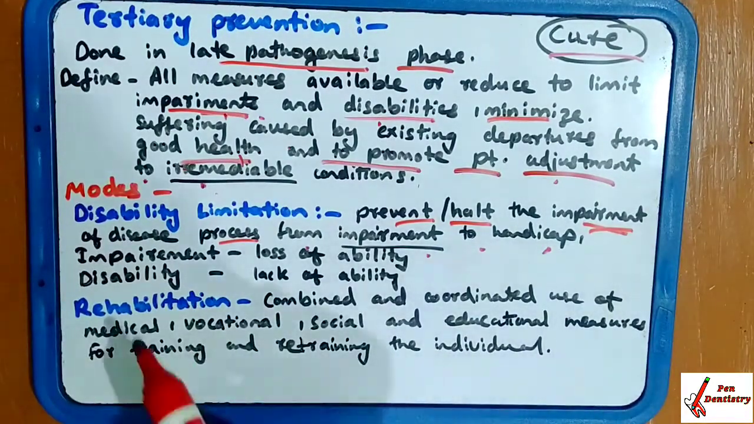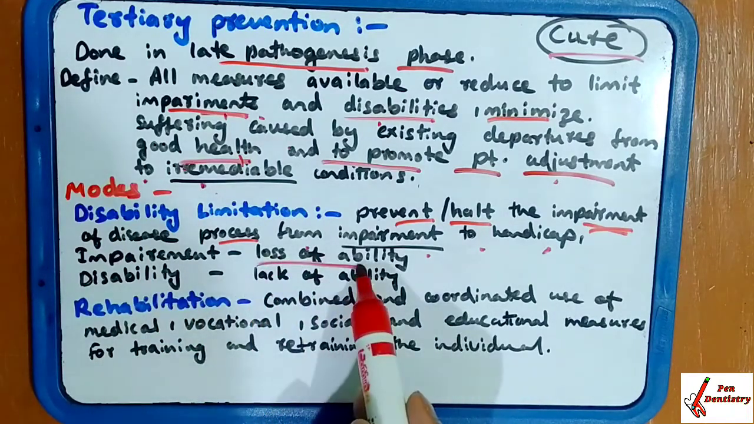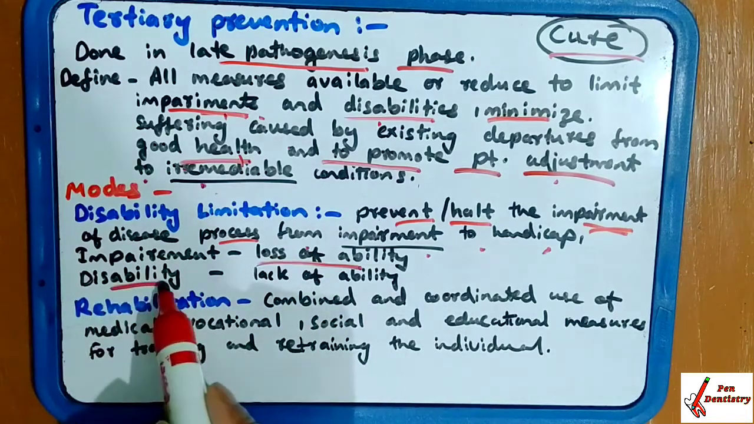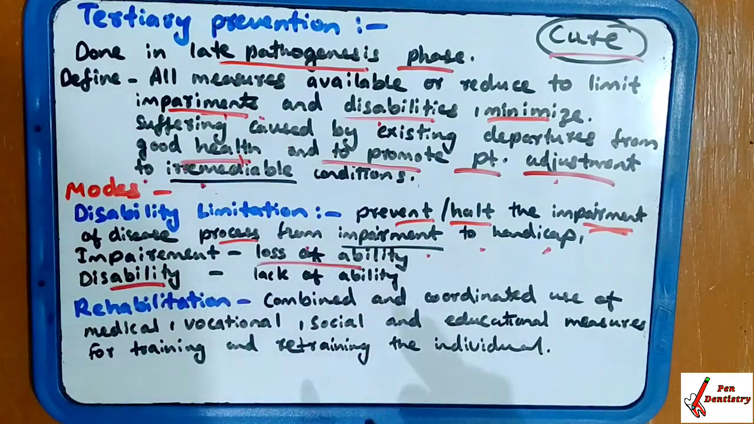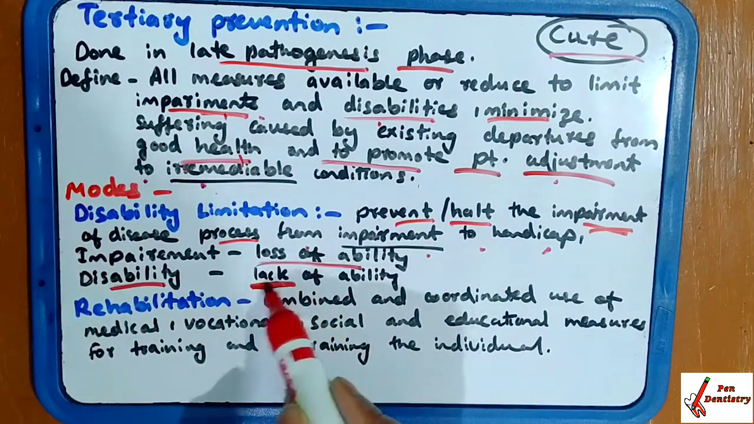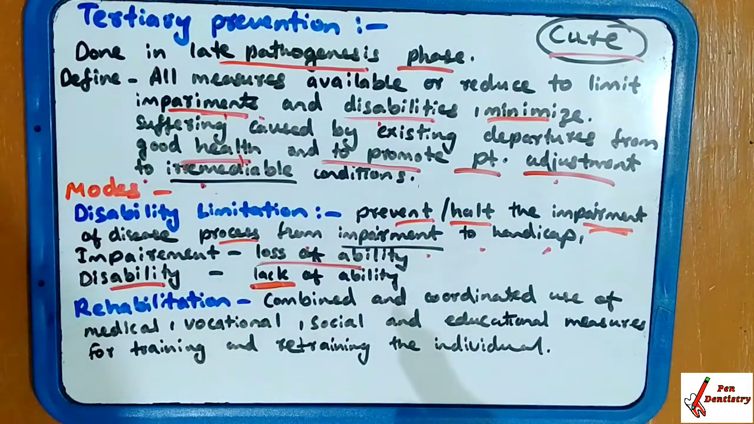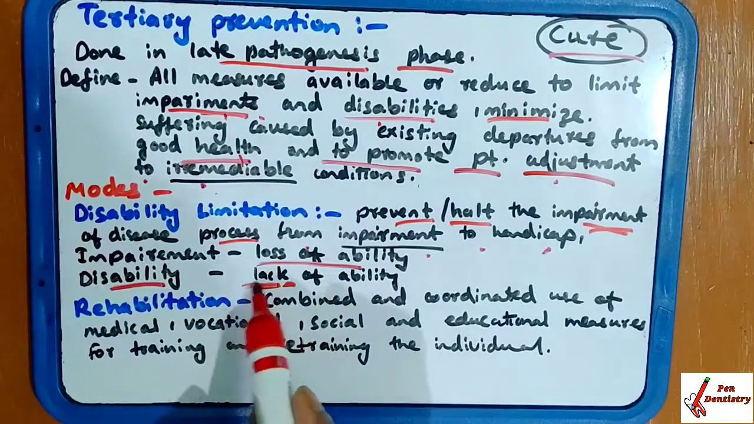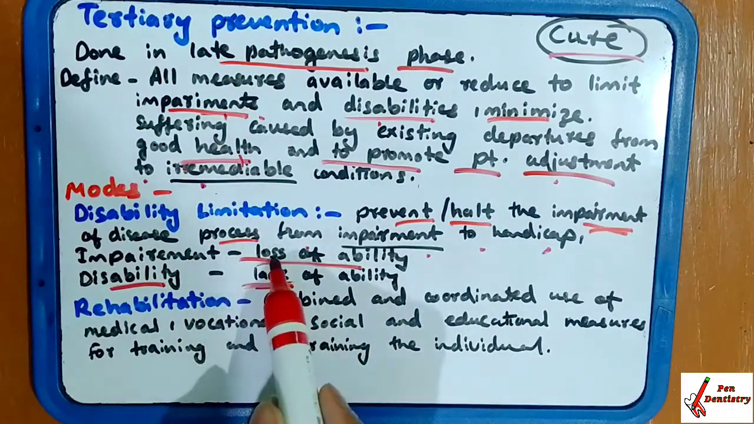Impairment means loss of ability, that means loss of vision, loss of limb sensation. And disability means lack of ability, that means a person is not able to walk. Lack means he or she is not able to do things fully, somewhat the limbs are working or vision is there, but not fully. There is a lack, and impairment is full loss.